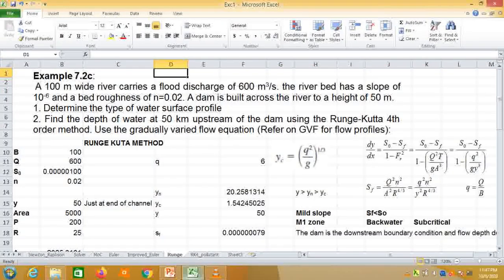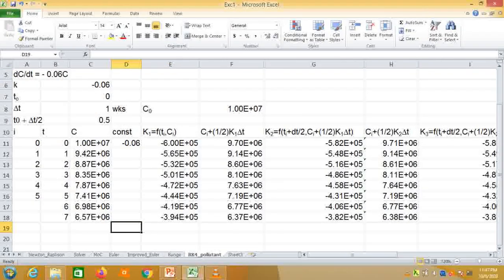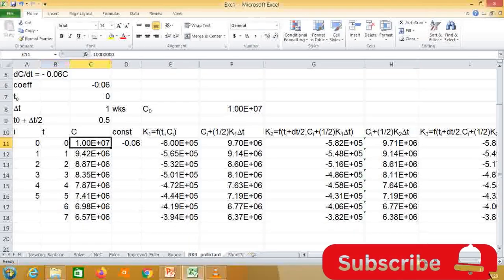So dC/dt is negative 0.06 C, and here the coefficient is negative 0.06. T0 is 0. I'm going to use delta T as 1 week. Initial concentration is 10 to the power of 7. So let's start now. For the first week, initially the concentration is 10 to the power of 7 and the coefficient for its derivative is negative 0.06.